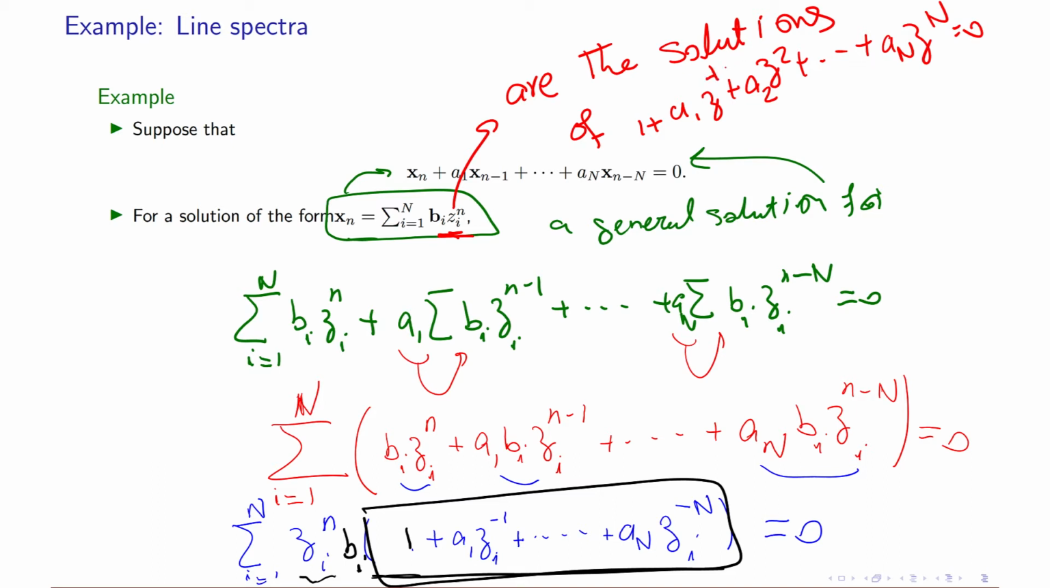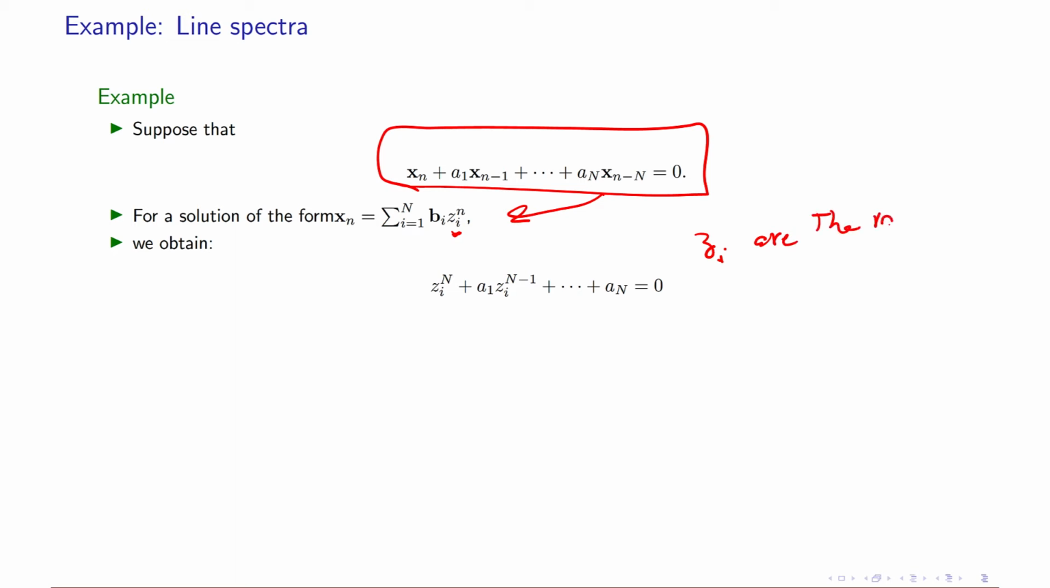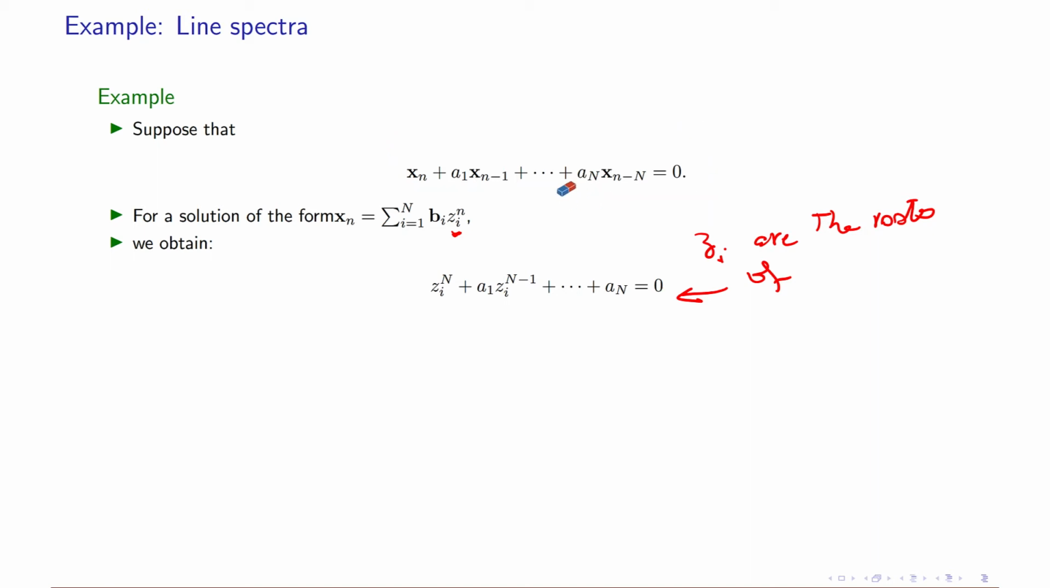So this equation comes from this one, multiplied by z to the power of n, and you can simplify. So the general form of the solution is in this form, and these zi's are the roots of this polynomial. This polynomial is the characteristic polynomial of this difference equation. The zi's could be complex numbers, because it's a polynomial of degree n. How many roots does it have? It has n roots.